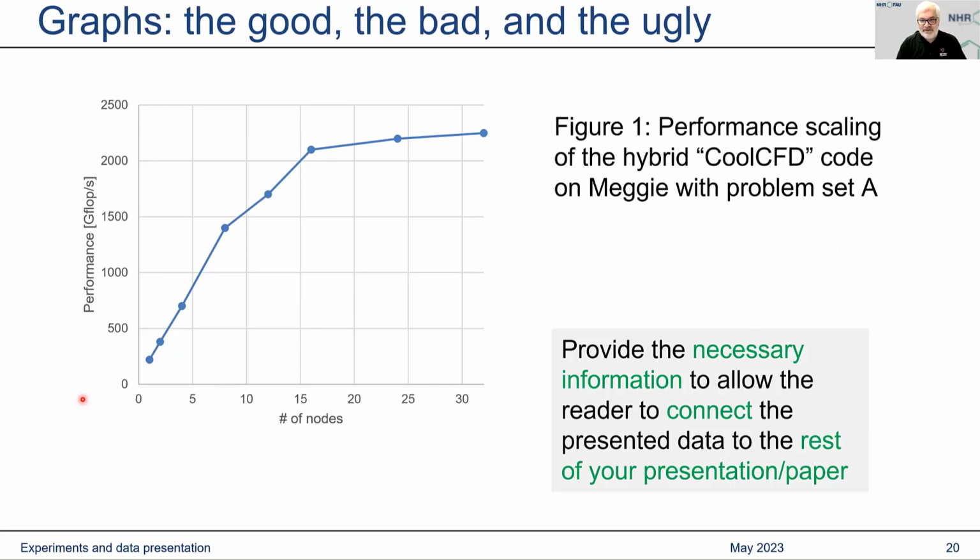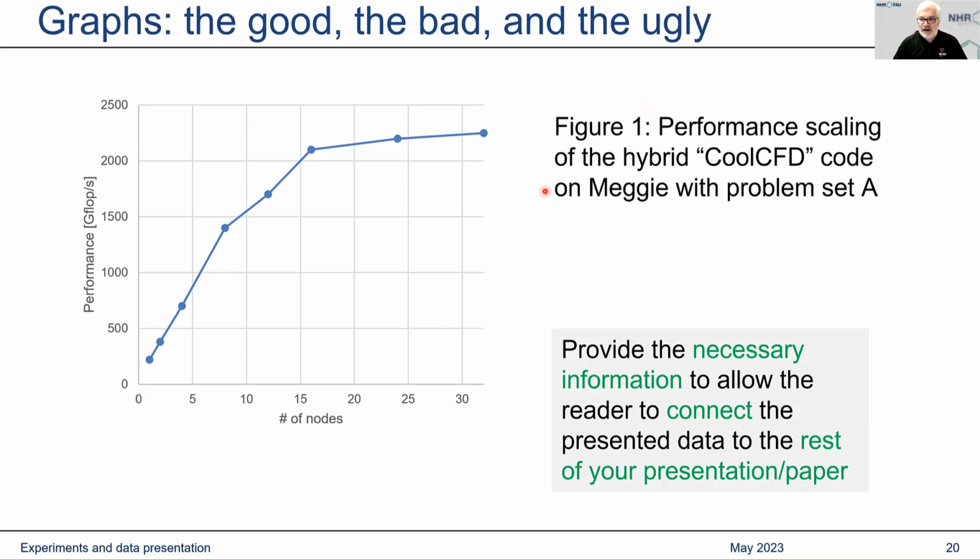All right, let's go back to our first example. And let's see how we should have presented this data to make it better. First of all, we added labels to the axis. So the x-axis is number of nodes, and the y-axis is performance in gigaflops per second. So an axis label always comprises the metric that we present and the unit that we present. So in this case, gigaflops per second. The caption now is useful, actually. It says performance scaling of the hybrid cool CFD code on Maggie with a problem set A.